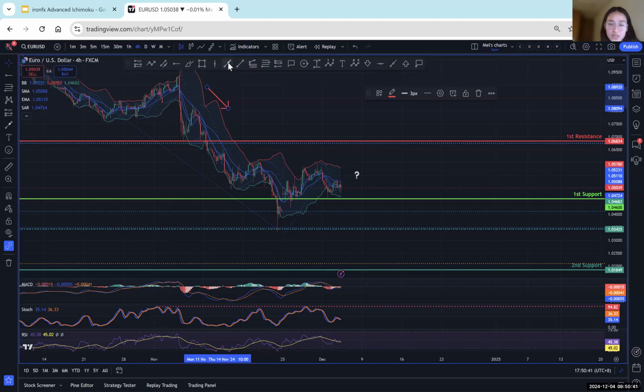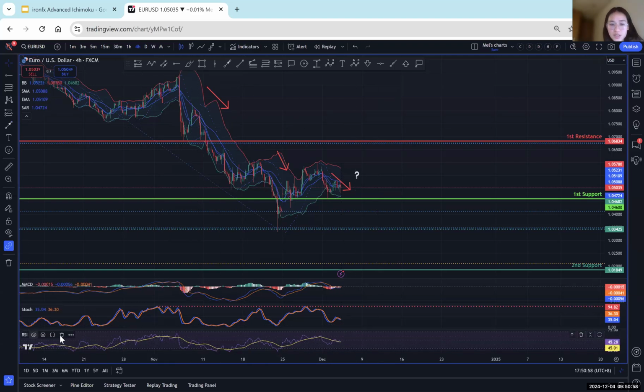After it hit this peak as well, we saw price drop over here. Similarly, right now we're seeing price hitting that peak again, so we should expect price to continue dropping as well.